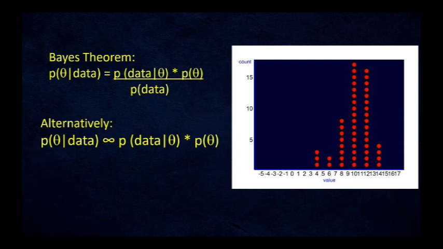This term is called a prior. It is simply a first guess at the parameter value without taking the data into account.